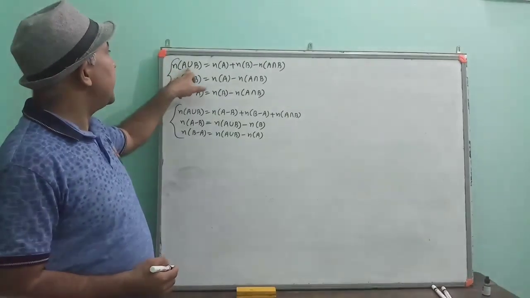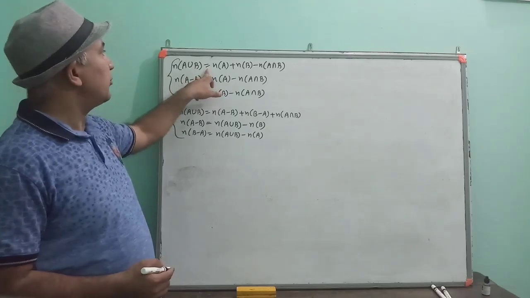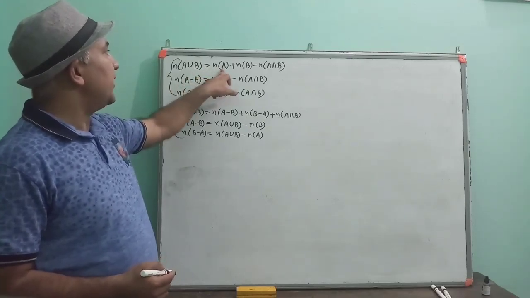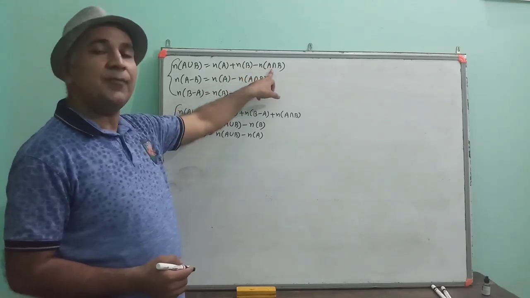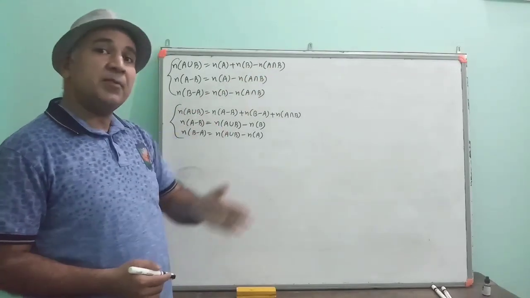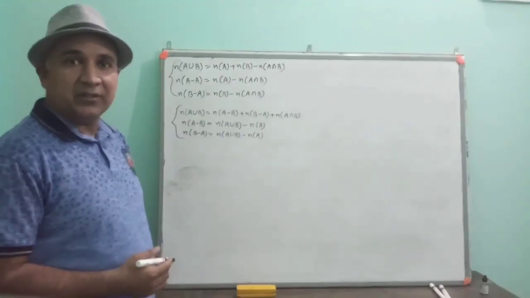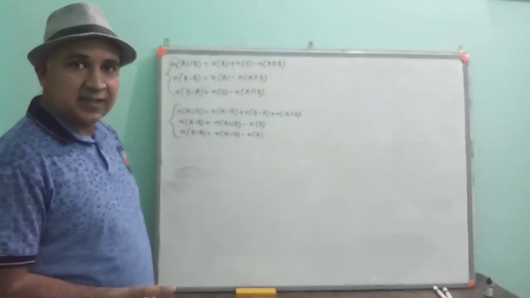Cardinal number of A union B is equal to cardinal number of A plus cardinal number of B minus cardinal number of A intersection B. I hope you have remembered what is the meaning of cardinal number: the number of elements in a set.